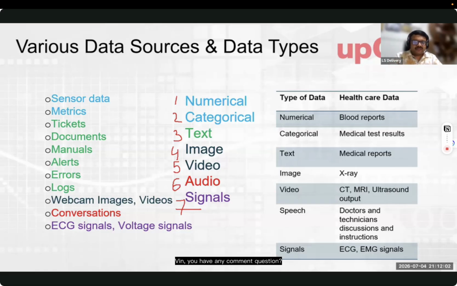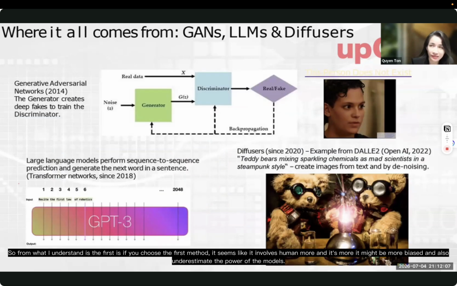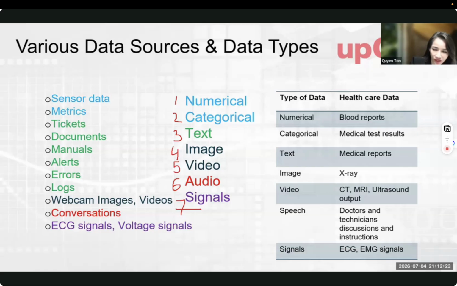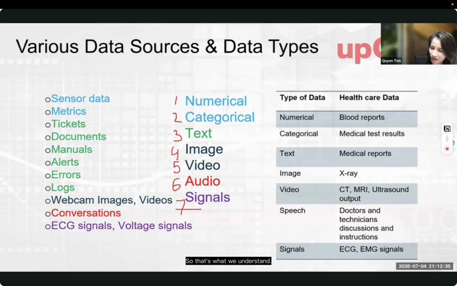Okay, Vin, do you have any comment or question? Yes, I just want to clarify. From what I understand, if you choose the first method, it involves humans more, and it might be more biased and also underestimate the power of the models. The second seems more generalized and more automatic, because it can be applicable to anything. That's what I understand.